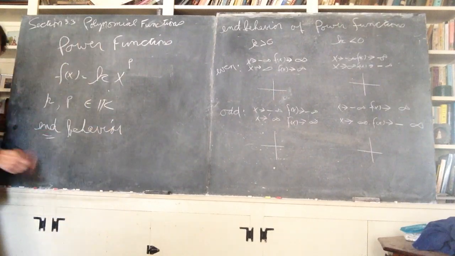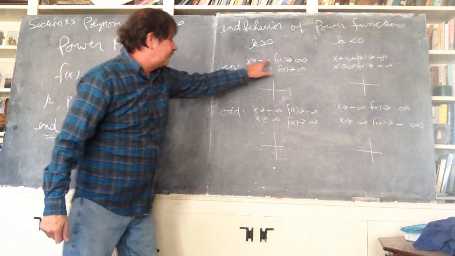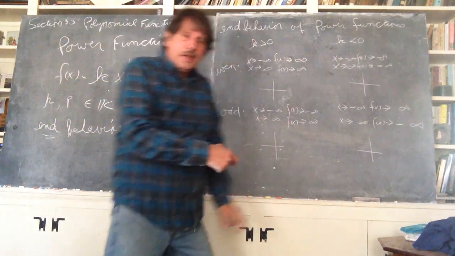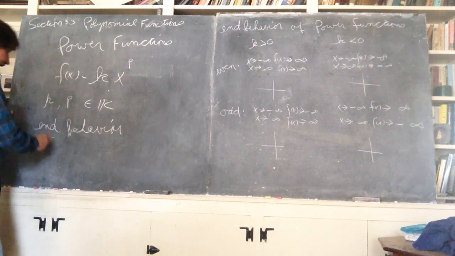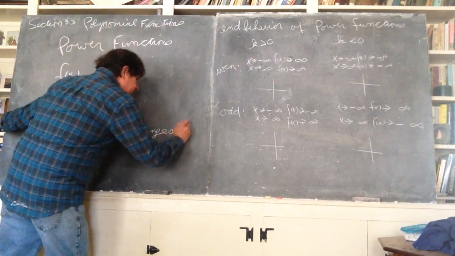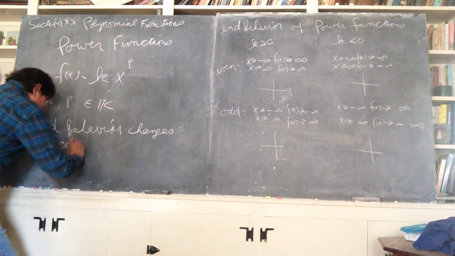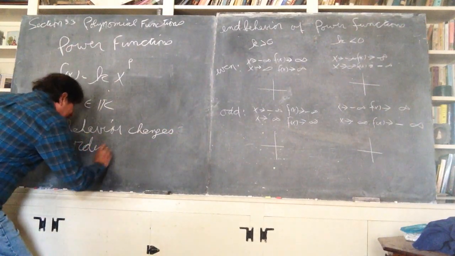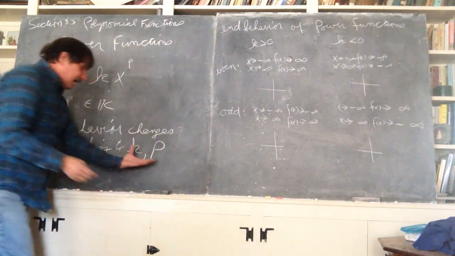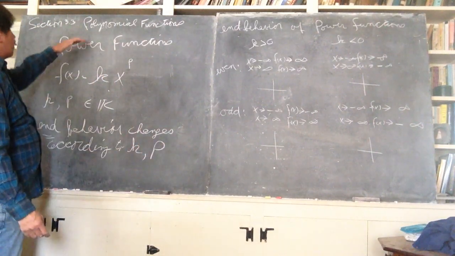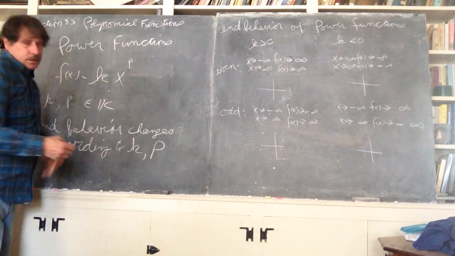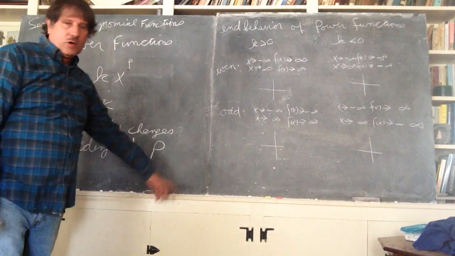End behavior means at the far end. Here I'm going to negative infinity and infinity. And I put this up now because it'd be hard to write all that. So the end behavior changes according to k and p. And the same thing is going to be true for polynomial functions. The end behavior will change according to the leading coefficient and the degree.